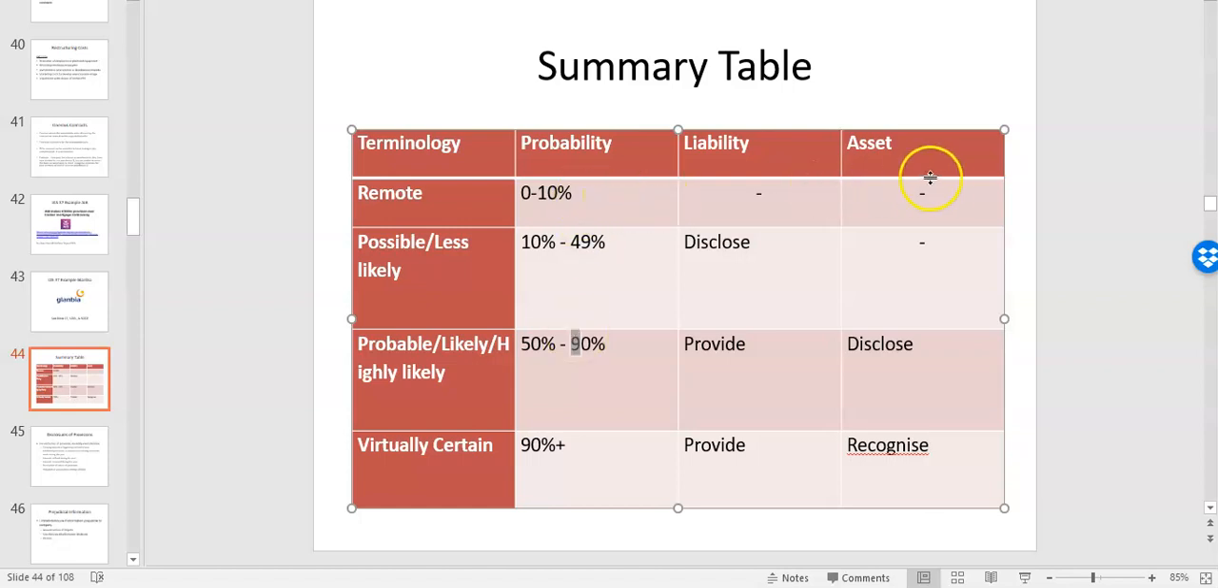If it's only a remote chance, which is less than 10%, very unlikely to happen, you don't even need to disclose. So it's a lesser criteria: if it's a very off chance that it will happen, you don't have to disclose. It must be possible to disclose for a liability. It must be probable to disclose for an asset. So there's a higher threshold in each one for disclosures and also for recognition.